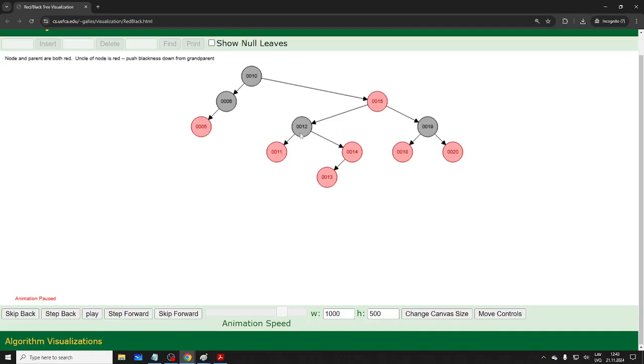Our note here is that we're going to push the blackness here, right? We push blackness down. I love this, yeah. Okay. Are we done? Unfortunately, we are not done. Why? Because this is a problem. We have a problem here, right?